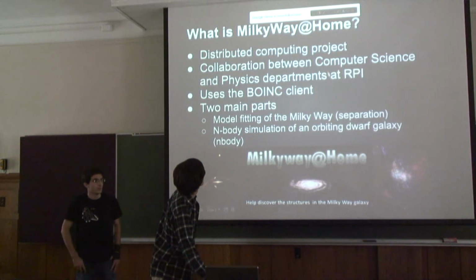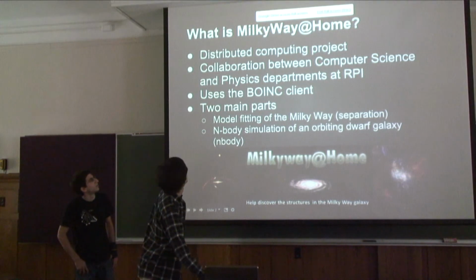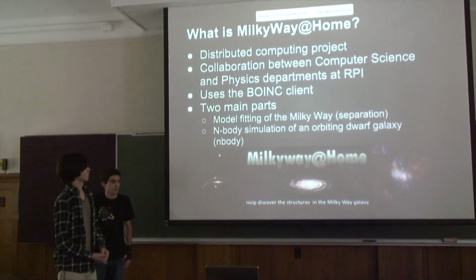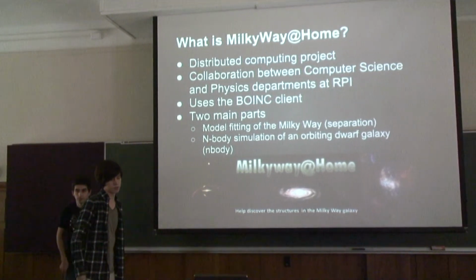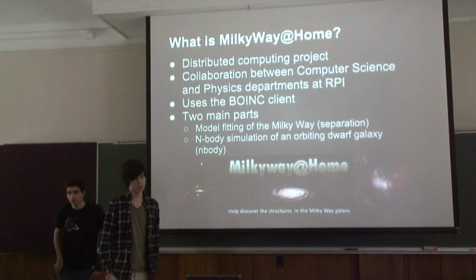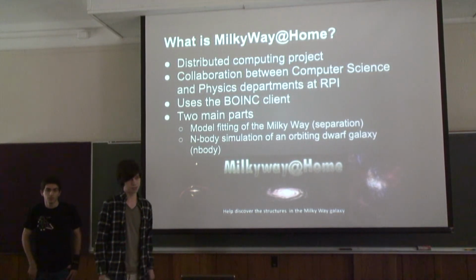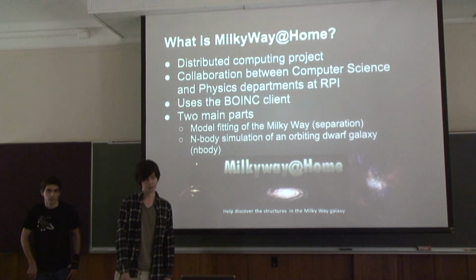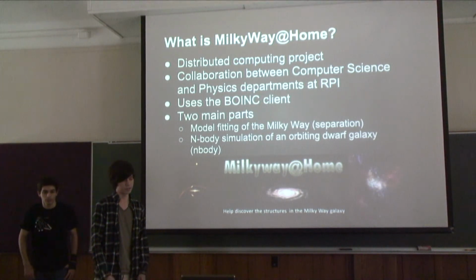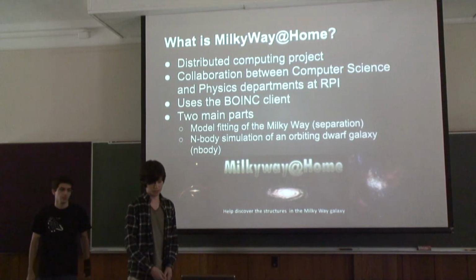So, what is Milky Way at Home? It's a distributed computing project, and it's a collaboration between the computer science and physics departments at RPI. And it uses the BOINC client, and there are two main parts to this project. First part is the model fitting of the Milky Way, which is the separation. And the second part is the n-body simulation of an orbiting dwarf galaxy. And I'll get into that later.